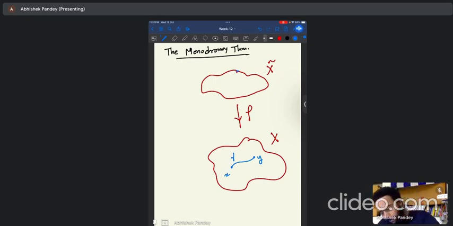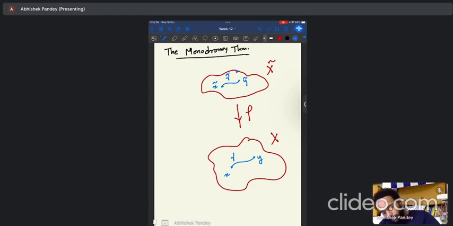Now this curve gamma has a lifting from x tilde to some y tilde. Okay, let us say this is gamma tilde. But now the question is, how does this y tilde depend upon this curve gamma?